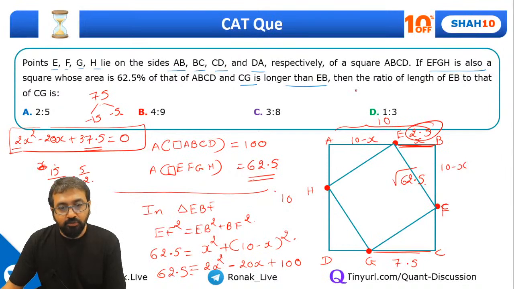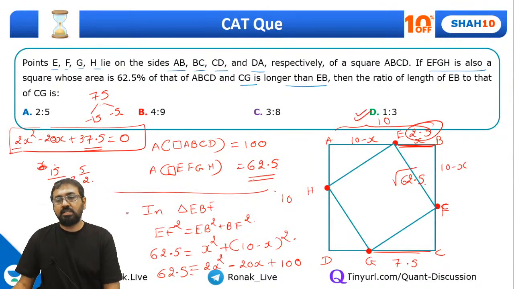And what do we need to find out? Find the ratio of the length of EB to CG. So EB to CG is nothing but 2.5 is to 7.5, that is 1 is to 3. This is the answer.